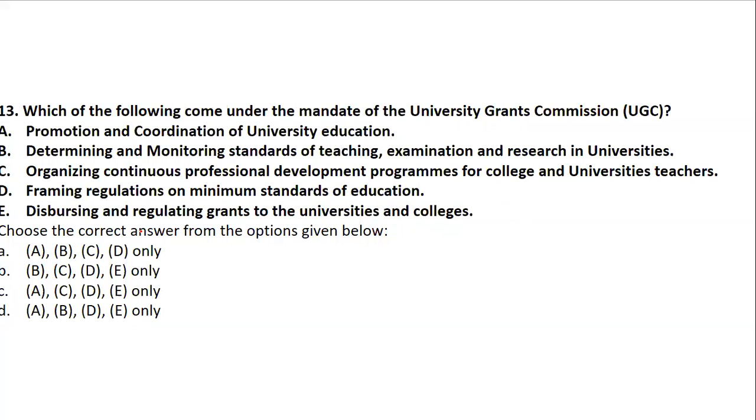Question number 13 talks about which of the following comes under the mandate, that is, the rule of UGC. So what comes under the mandate, rule, or legality of UGC? Promotion and coordination of university education, determining and monitoring the standards of teaching, examination, and research, organizing continuous professional development programs for college and university teachers, framing regulations of standards of education, and disbursing and regulating grants to the universities and colleges.